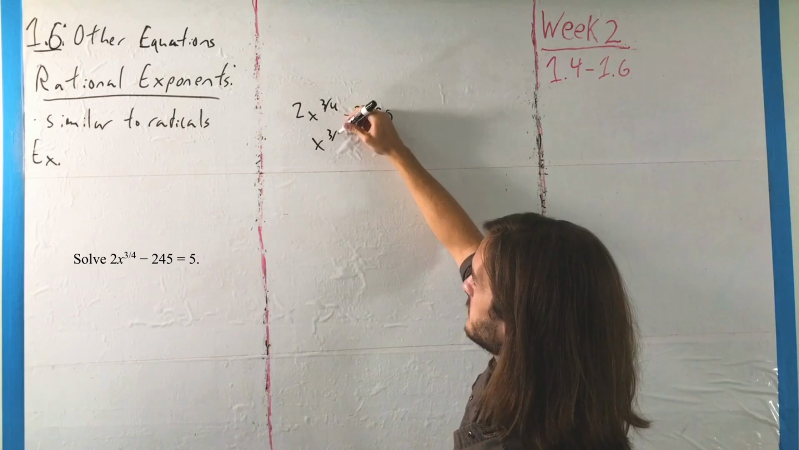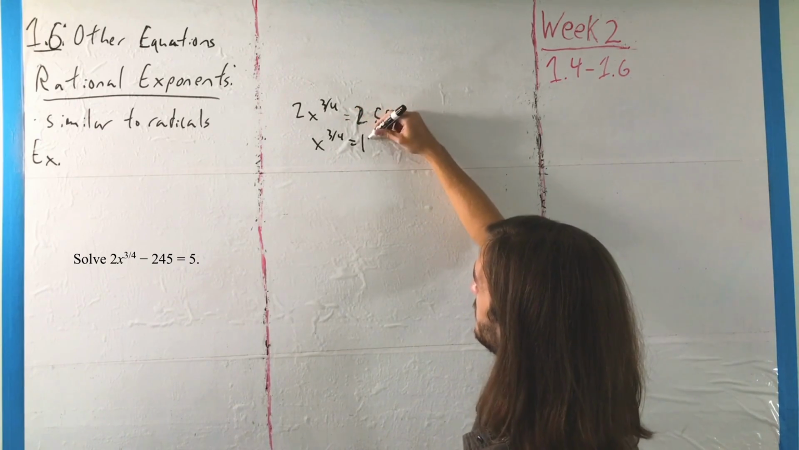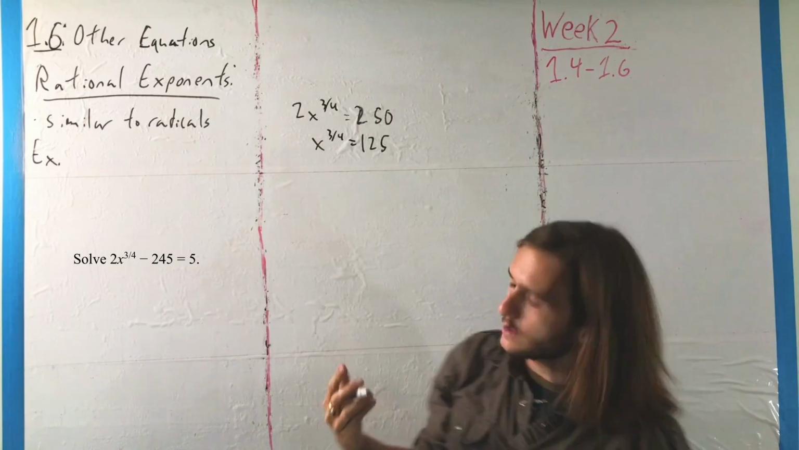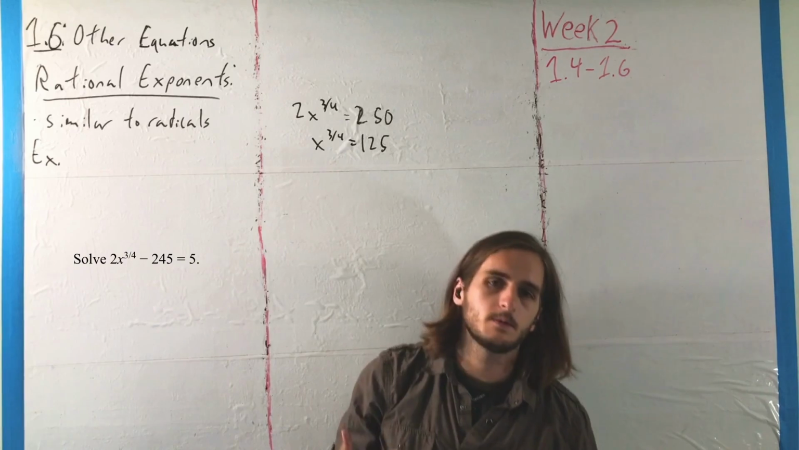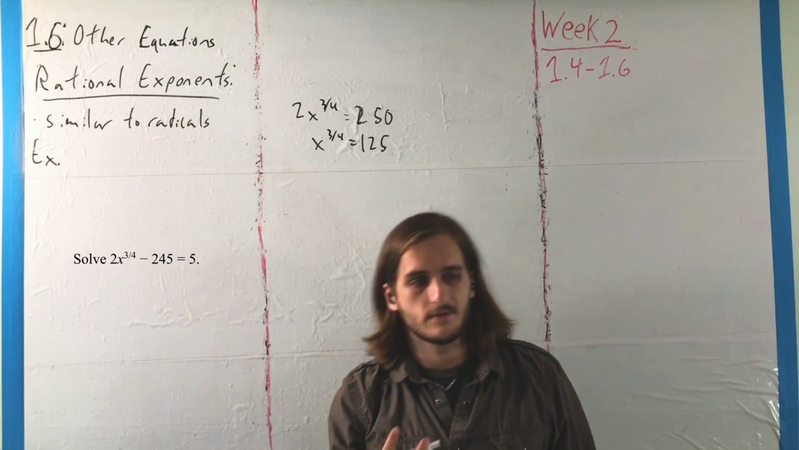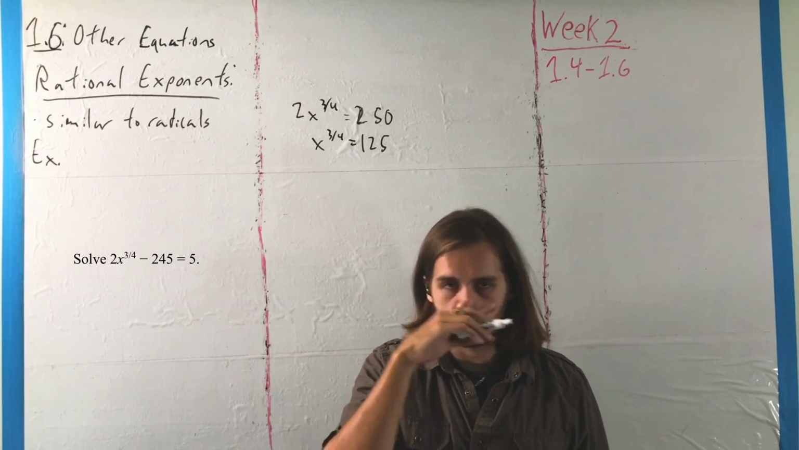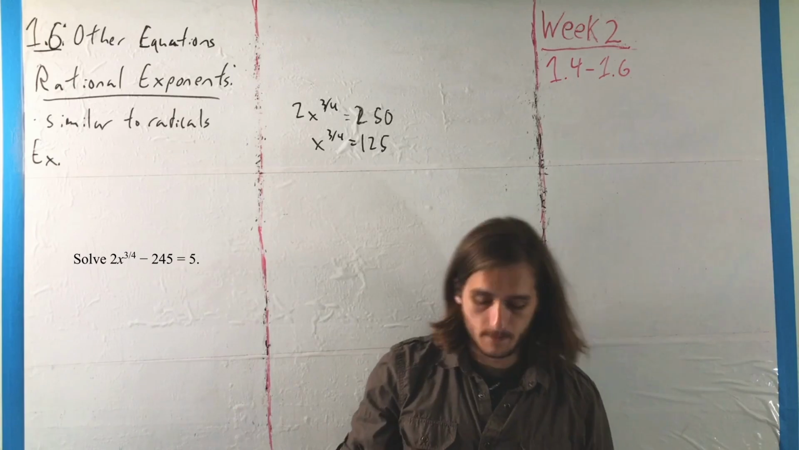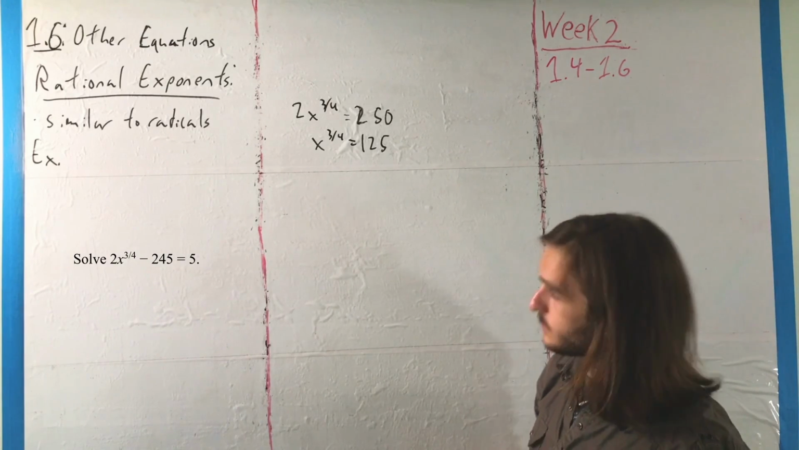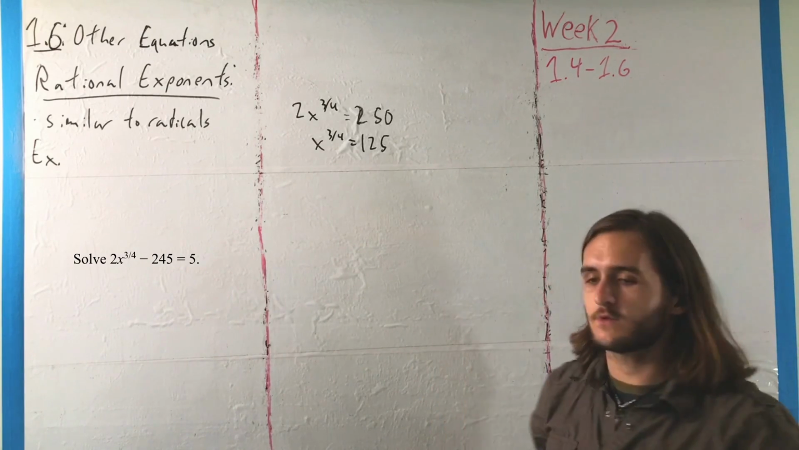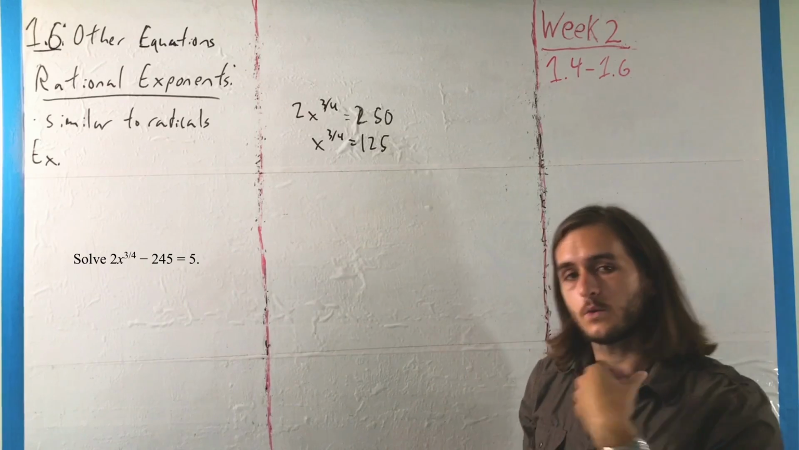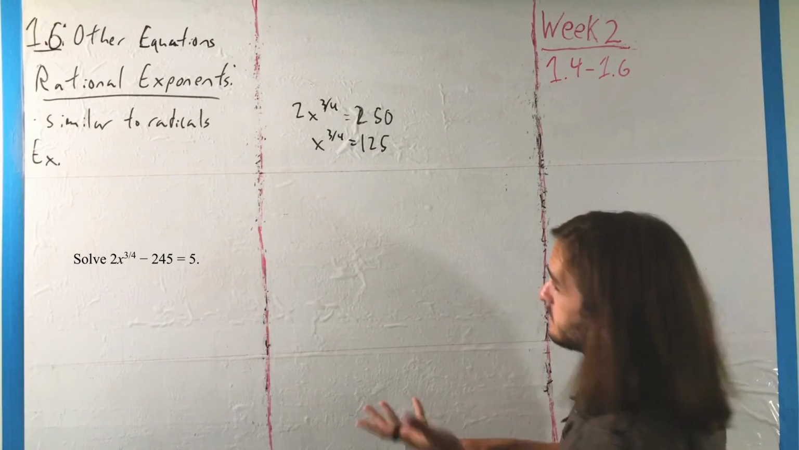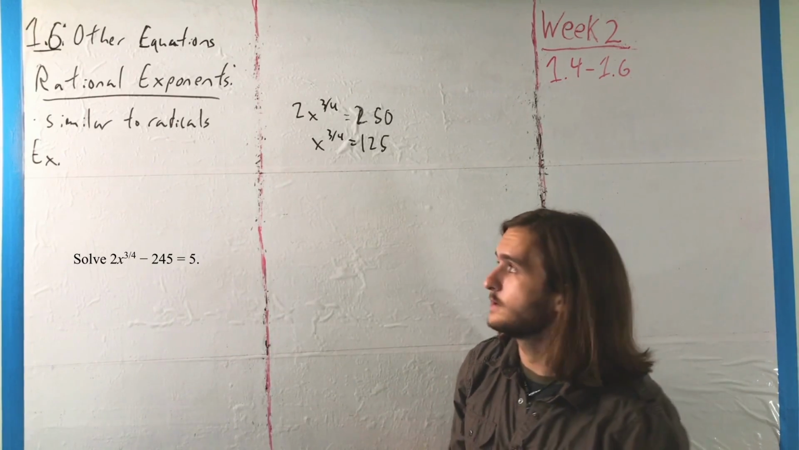We'll get x to the 3/4 is equal to 125, and then we're going to have to clear out that exponent. We're going to need to be careful about positive, even types of roots in terms of what that means for our equation. In this case, what we're going to do, though, is raise everything to the 4/3 power, which means that we can only possibly get positive things anyway because it's an even exponent.